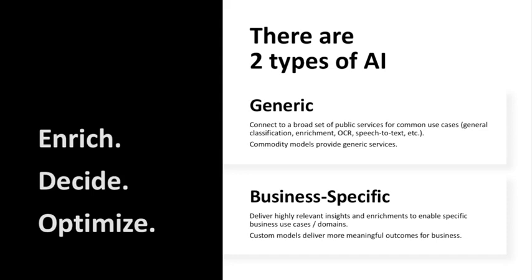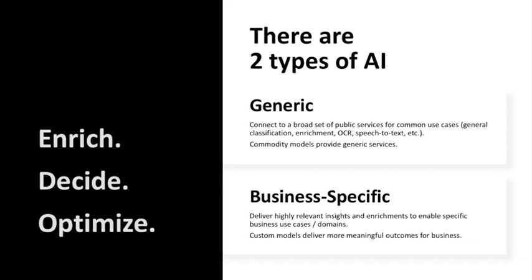And we're going to go through an example that really shows how these two work together. This is not an either or. Generic AI can provide the foundation, and then you build business specific AI on top of that to provide the specific value for your business.